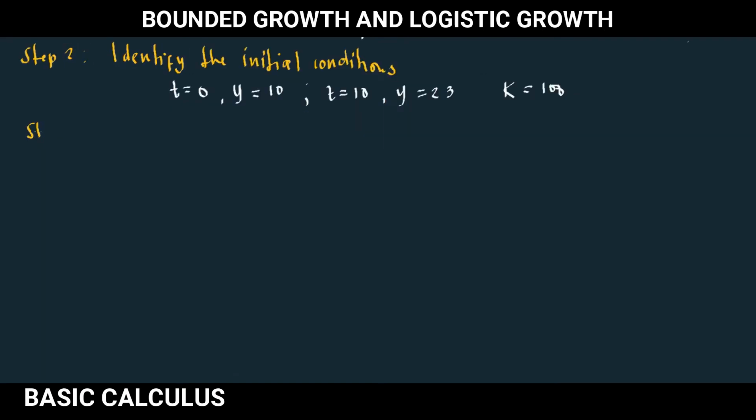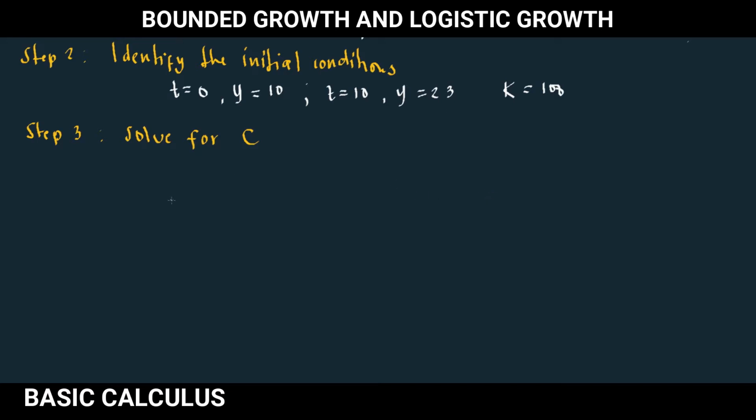For our third step, we need to solve for the variable C. And to solve for the variable C, all you need to do is plug in the first initial condition and the value of K to the general solution of the logistic growth equation.